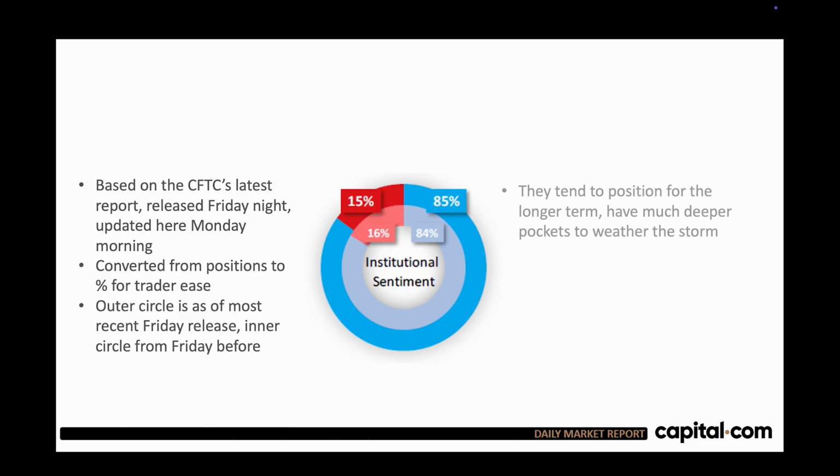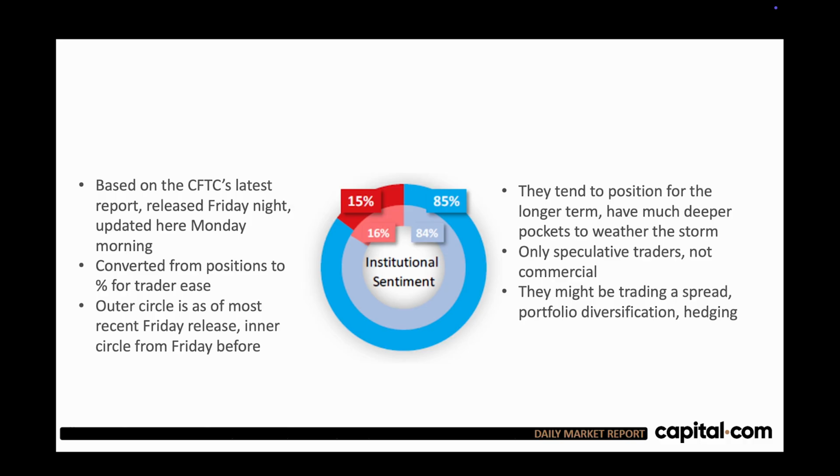They tend to position for the longer term and have much deeper pockets to weather the storm. This is the speculative side of the COT report, not the commercial. Something you want to note is that they might be trading a spread, portfolio diversification, or even hedging, especially when it comes to key US equity indices or the FX majors. And on some of those markets, speaking of indices and FX, there's also a breakdown for leveraged funds and asset managers, because those figures are available on the COT report.